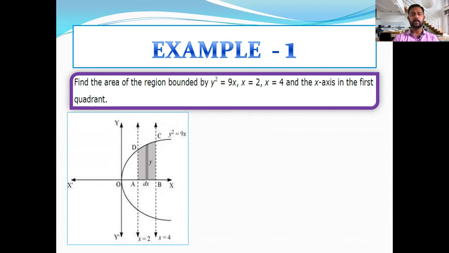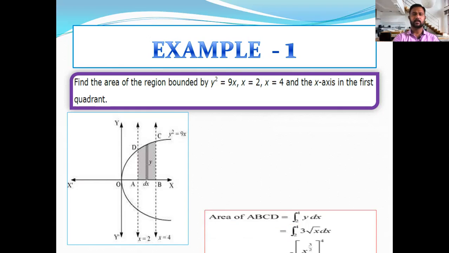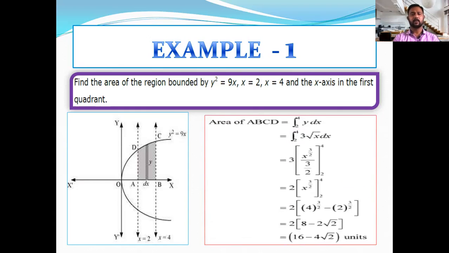So here is our parabola y square equal to 9x. The extremities are shown, x equal to 2 and x equal to 4. Since the area in the first quadrant is demanded, we shade that portion only. Can you guess what that area will be? Yes, it is an integral. What are the extremities? 2 and 4. So it is integral 2 to 4 of y dx.